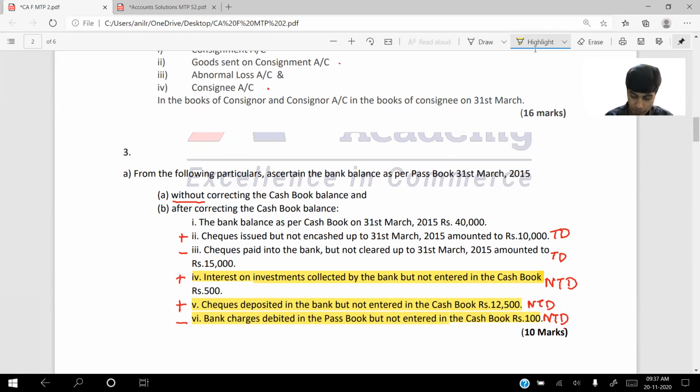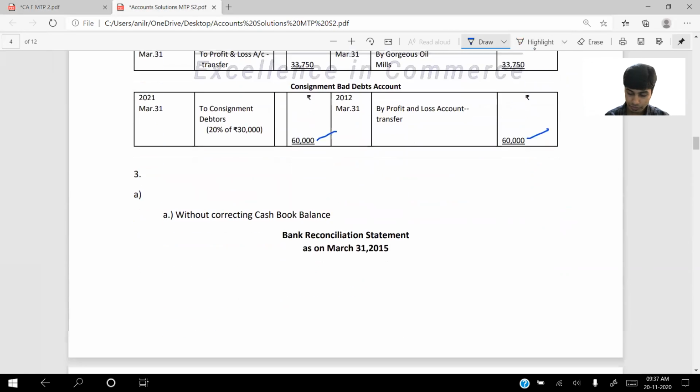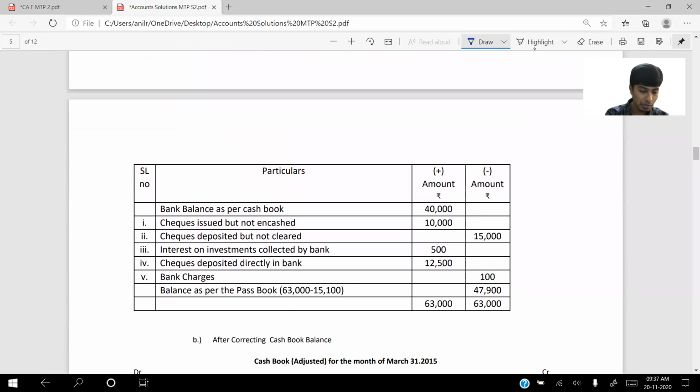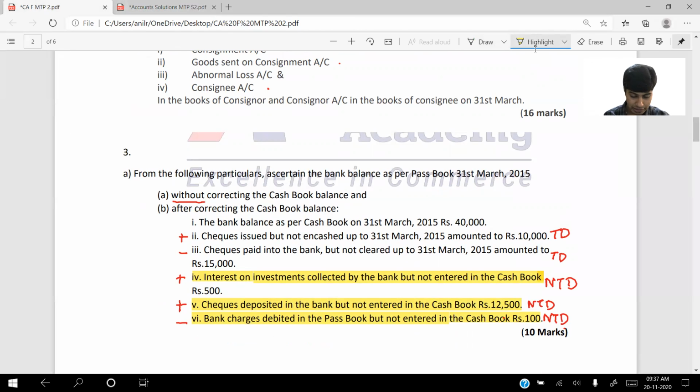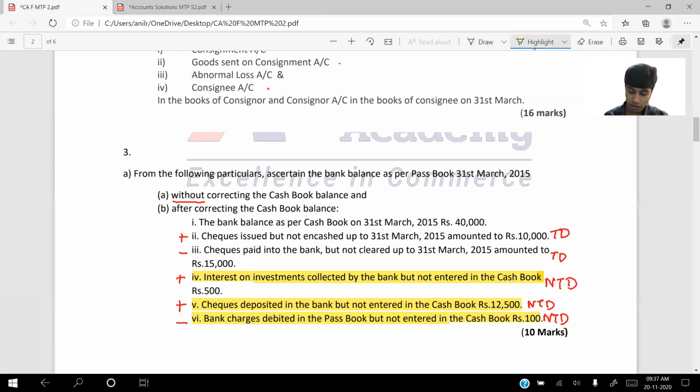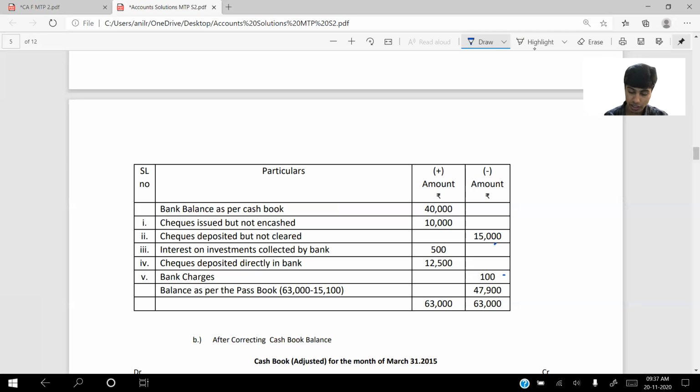Let me show the answer to you. Have a look here. So this is like simple cash book. I start with 40. What and all am I adding? I'll add 10, 500 and 12,500. Subtraction will be, have a look, 15,000 and 100. Subtract it. That's it. We'll arrive at this.